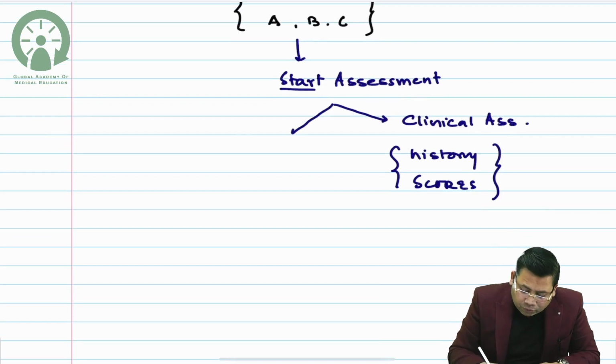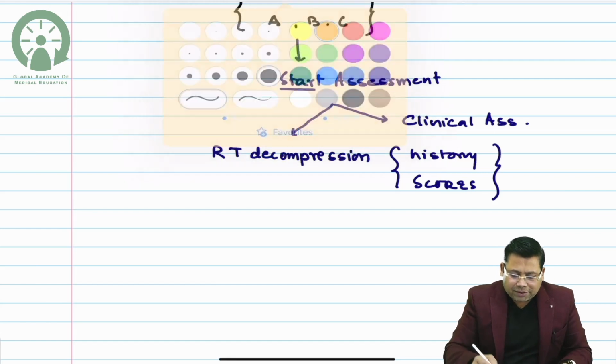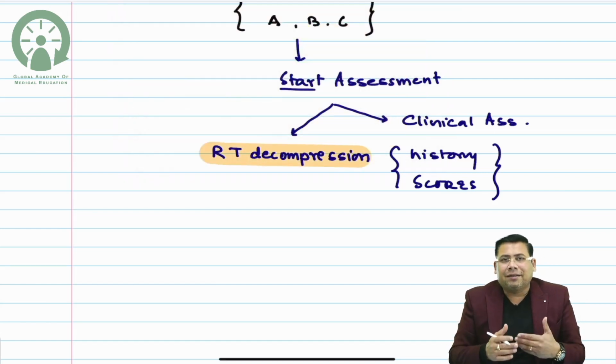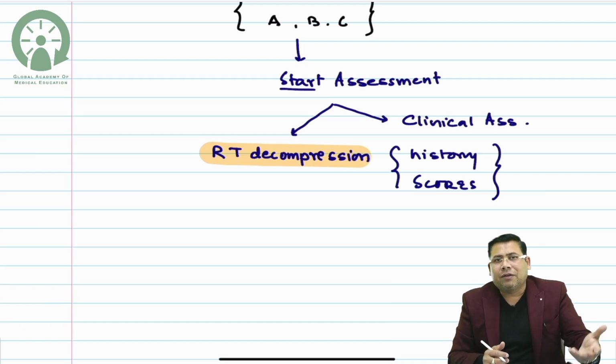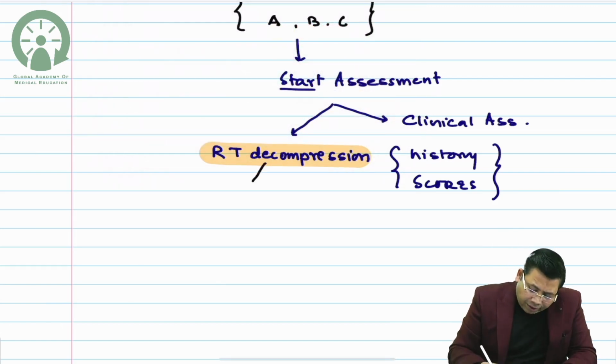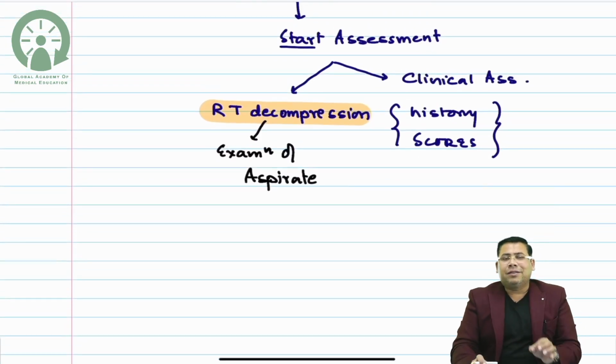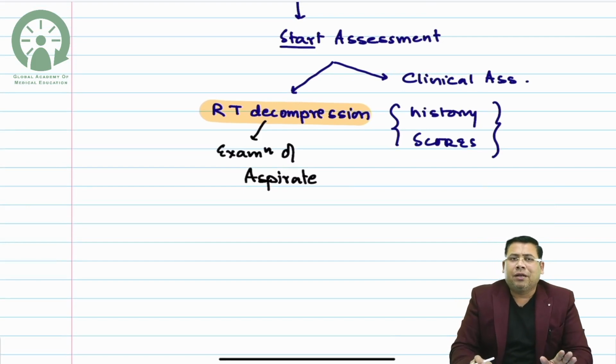And then you will always go for Ryle's tube decompression. Now why is Ryle's tube decompression very important? Because if you don't decompress the upper GI tract, there will be again and again regurgitation and further worsening of the scenario by causing recurrent aspiration. So Ryle's tube decompression helps you reduce the source of bleeding. And then examination of the aspirate. When you do the Ryle's tube decompression, you aspirate, and you do an aspirate assessment.